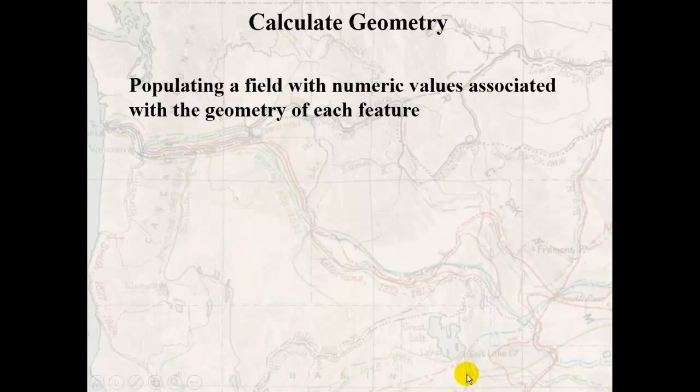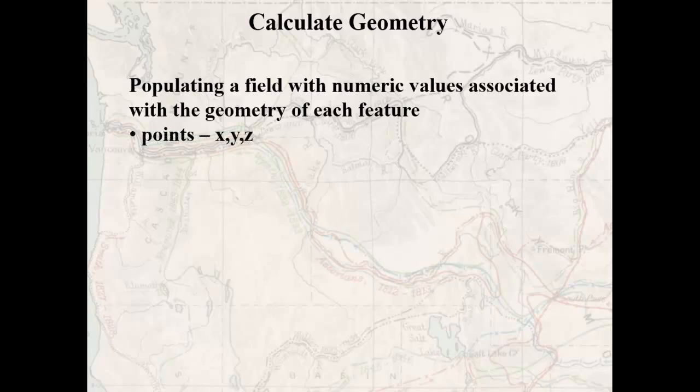Calculate geometry is another one that's really valuable and useful. What that does is it populates a field with some type of geometric value. Depending upon whether you have points, lines, or polygons, you'll be able to populate it with different types of numbers. So you can add a field to your attribute table, and you can calculate geometry and tell it, I want you to tell me what the area is, or the x coordinate, or the y coordinate, or z coordinate, such and such.